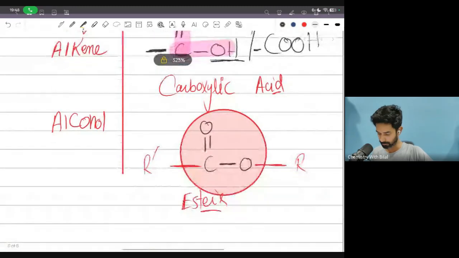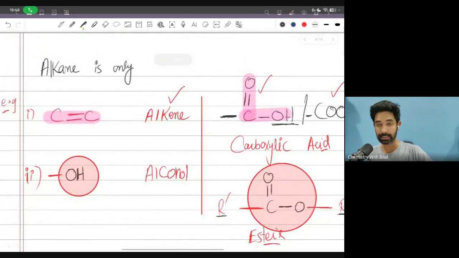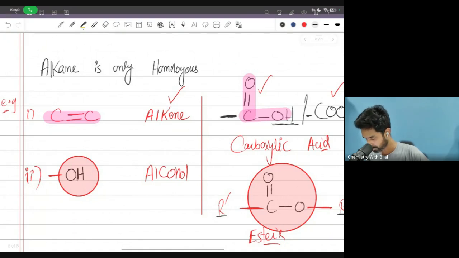But if it's just double bond carbon and oxygen, and on this side we have carbon, on this side we have carbon or hydrogen, it could be esters and no more carboxylic acid. There is one family, only one homologous series, that does not have any functional group. It just has carbon and hydrogen atoms, and all carbon-carbon bonds are single bonded. Alkanes is the only homologous series which has no functional group.